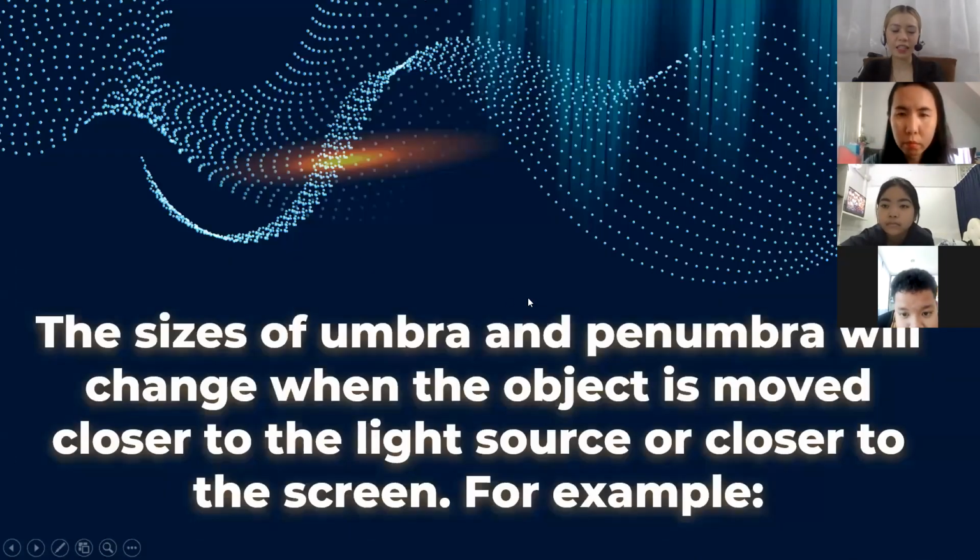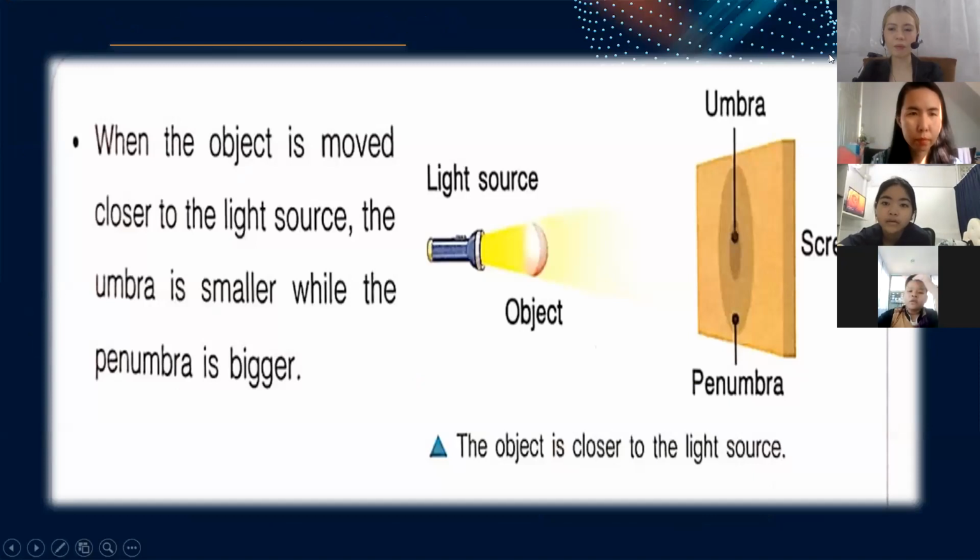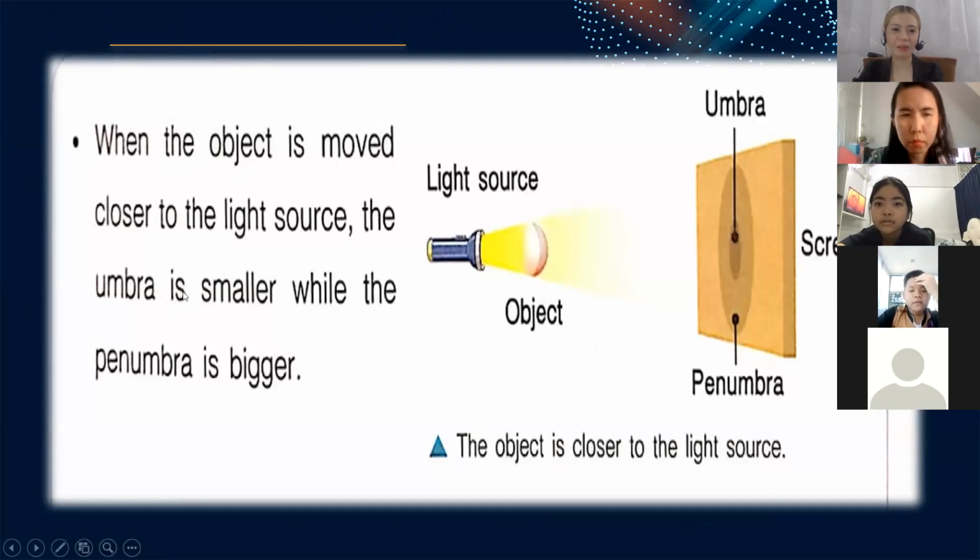Now class, the sizes of the umbra and penumbra change when the object is moved closer to the light source or closer to the screen. For example, class, can you read this for us, Ami? When the object is moved closer to the light source, the umbra is smaller while the penumbra is bigger. Okay, let me repeat. When the object is moved closer to the light source, the umbra is smaller while the penumbra is bigger.